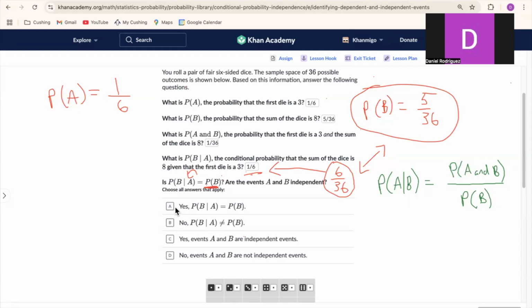So are they independent? No, they're not independent. And how do I know that? Because B given A does not equal B. That's one way to prove that events are dependent. That's telling me that A has affected the probability of B.